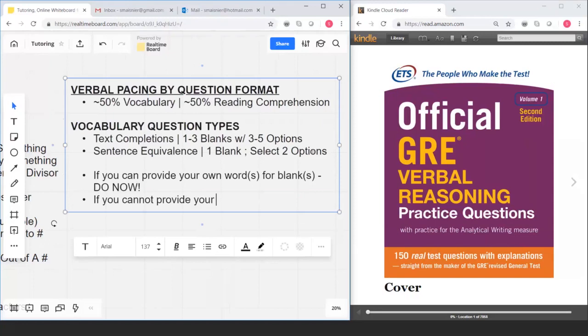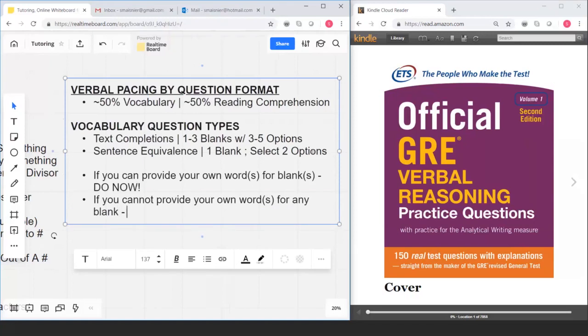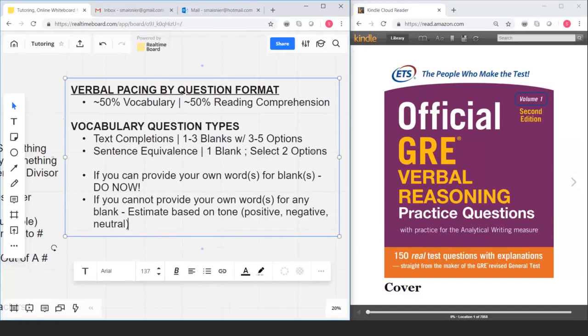If you cannot provide your own word or words for any blank, you want to estimate based on tone. And the way tone is going to work is going to be positive, negative, or neutral for any remaining blanks, and basically in less than 30 seconds.